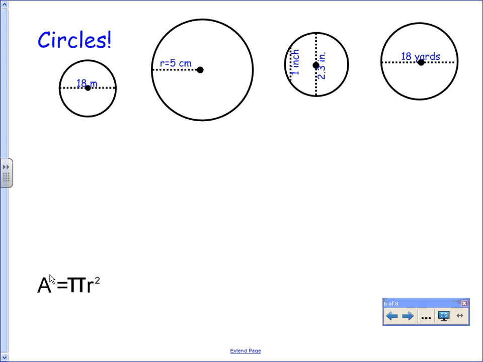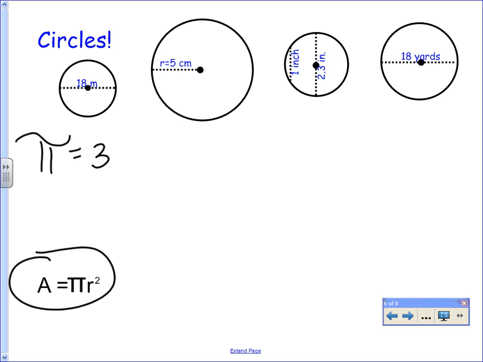The last thing we're going to do is circles. Circles use this formula, area equals pi r squared. And remember, for 6th grade, pi equals 3. So we're just going to estimate pi to be 3. The real trouble that kids are going to have with this is the difference between radius and diameter.